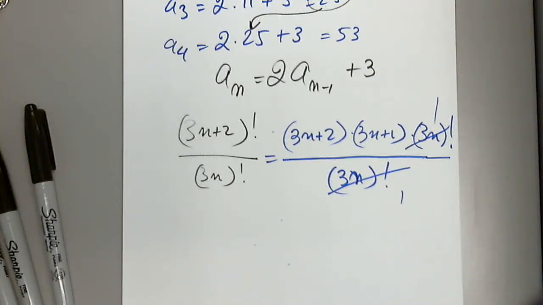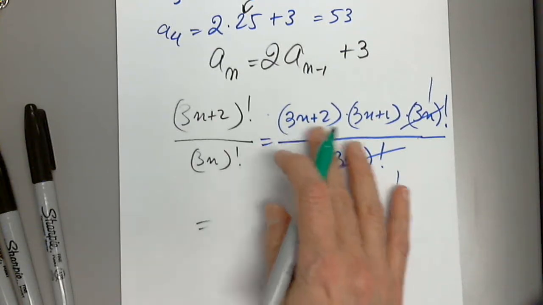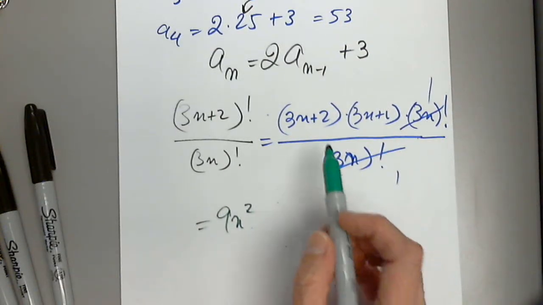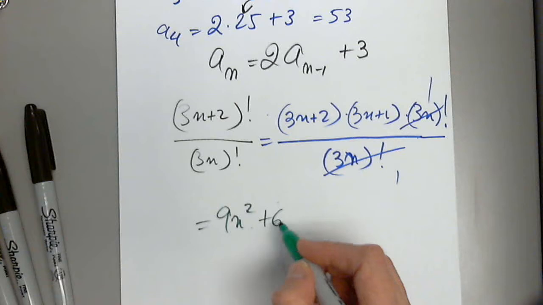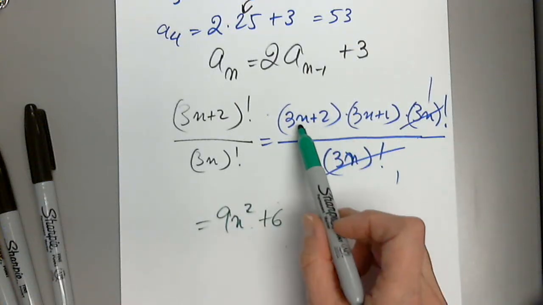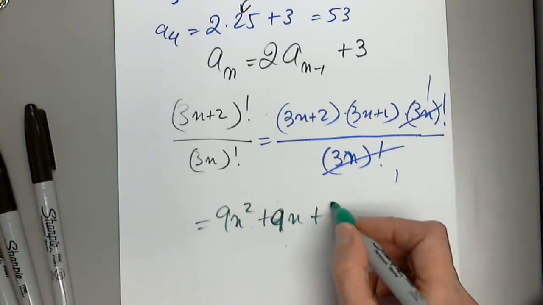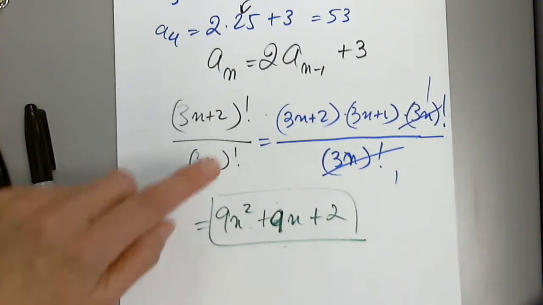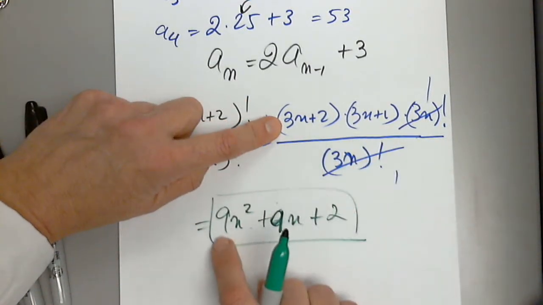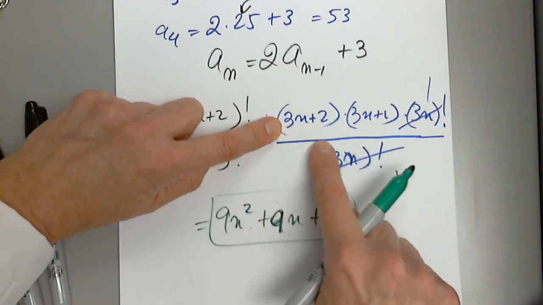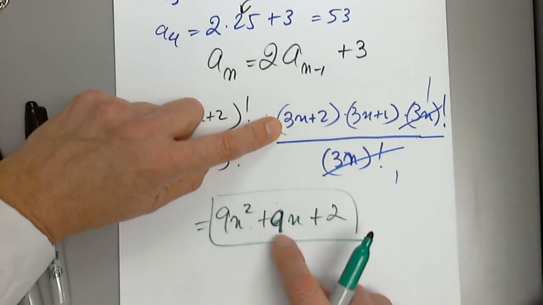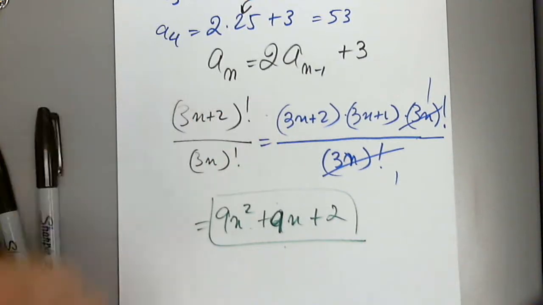Is that okay? So then when I multiply, I get 9n squared, plus 9n, and plus 2. So 3 times 3n times 3n is 9n squared, plus 3n plus 6n is 9n, and 2 times 1 is 2.